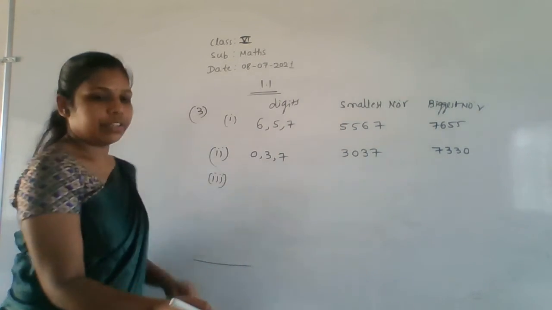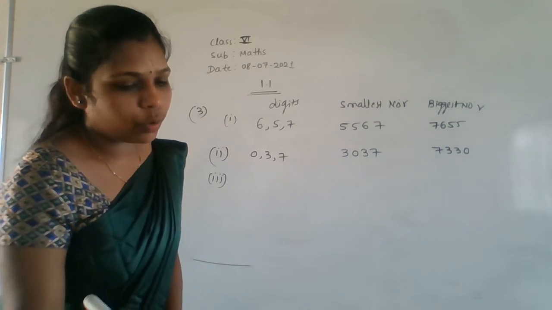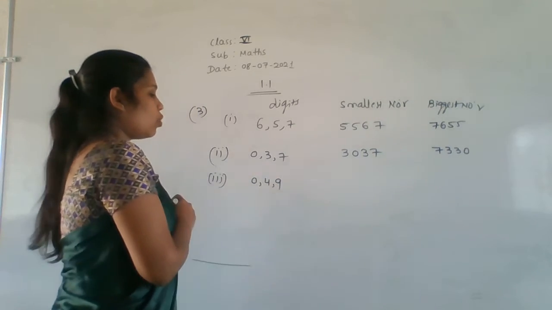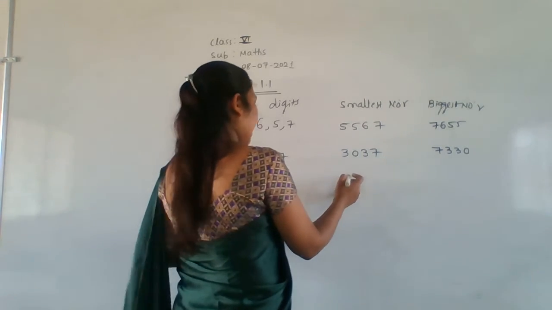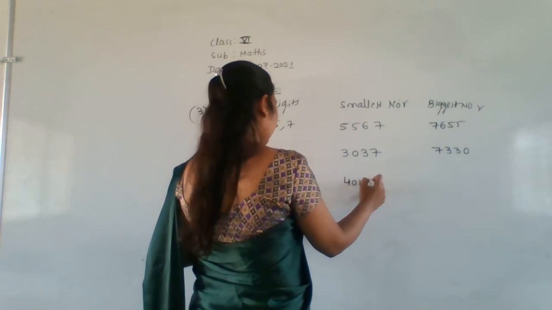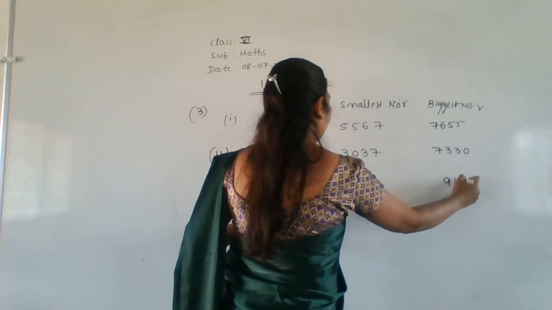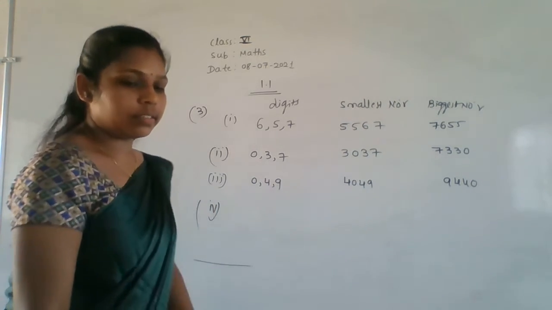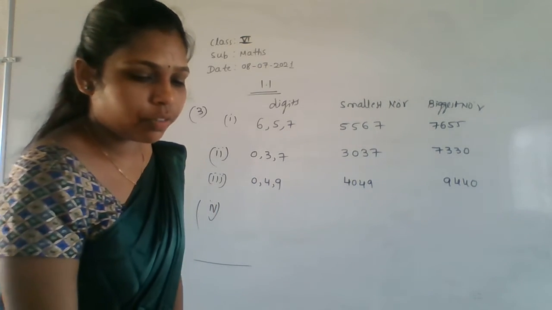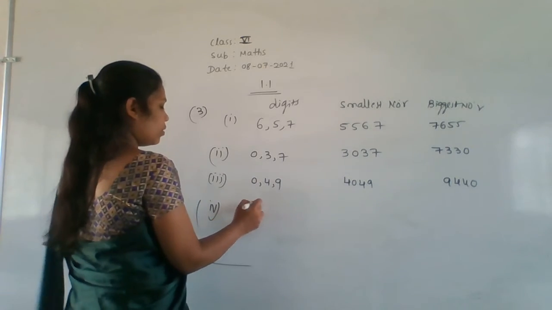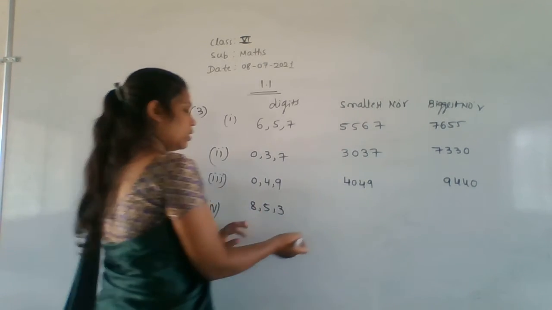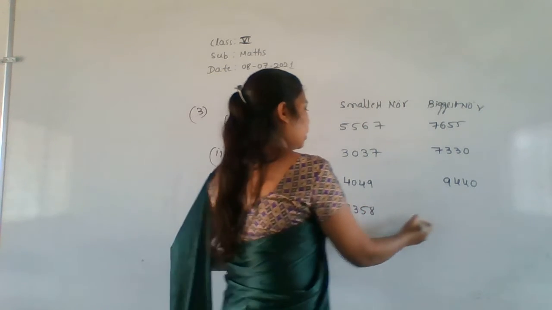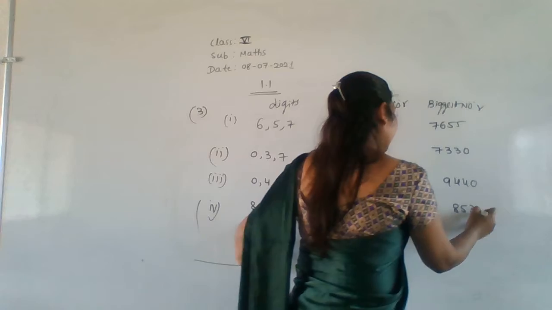What is the third one they gave here? That is 0, 4, 9. Again I use 4 two times, and the biggest will be 9, 4, 4, 0. You can use any number twice. There is no restriction for that. Now I will use 3 two times here, 3, 3, 5, 8. And here 8, 5, 3, 3.